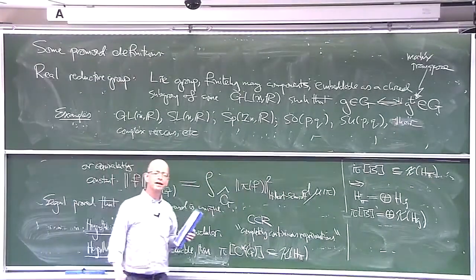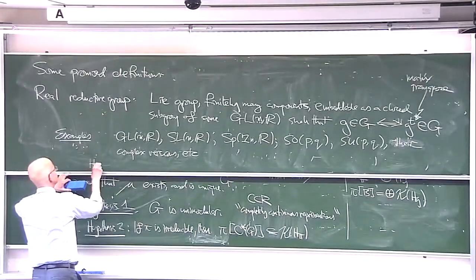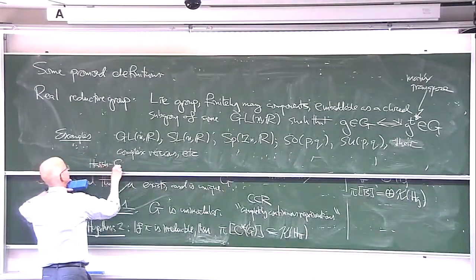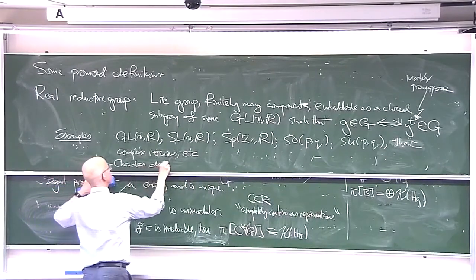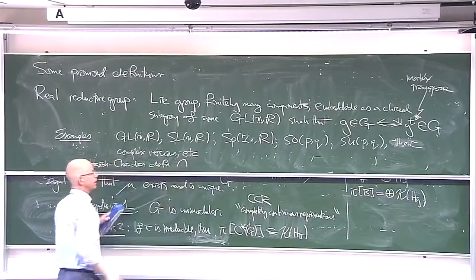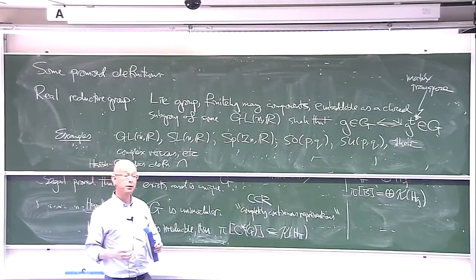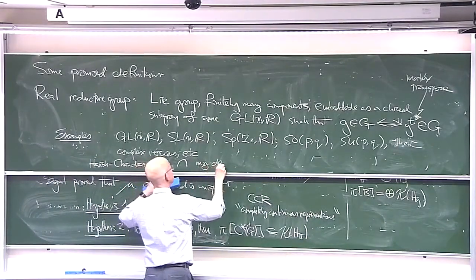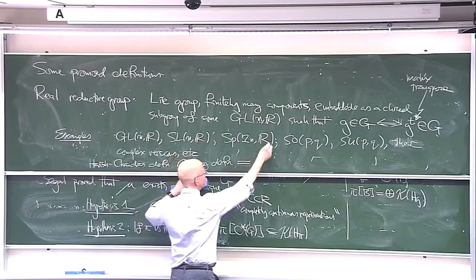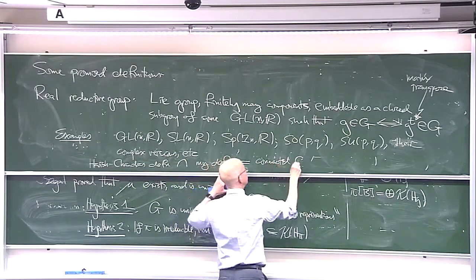This is not exactly Harish-Chandra's definition. Maybe it's worth stating that if you take Harish-Chandra's definition, which is in some respects more general than this, but also in some other respects more specific, if you intersect it with this definition, what you get are exactly the connected groups as above.